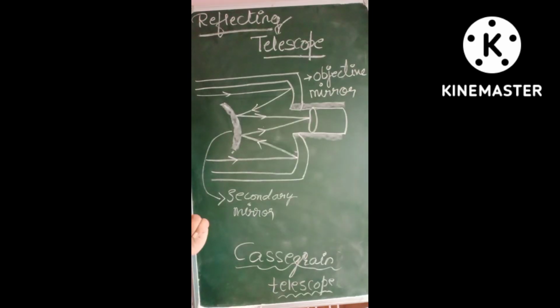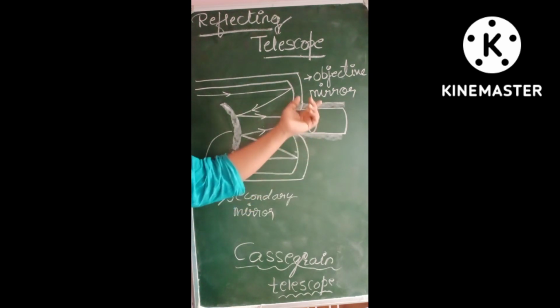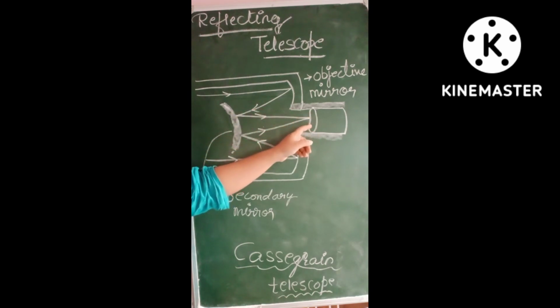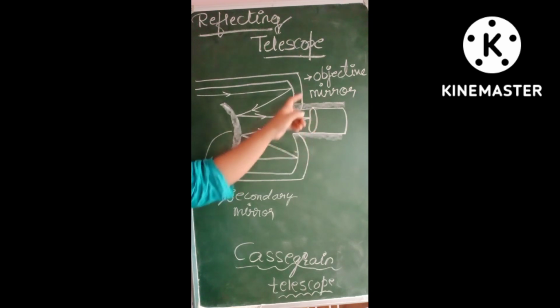The second type of telescope is the reflecting telescope. It is having the objective mirror here and this is the secondary mirror. The objective mirror is of larger diameter and the light is focused onto the convex mirror by the concave mirror. Then the convex mirror, or the secondary mirror, focuses the incident light to the eyepiece through a hole in the objective concave mirror.